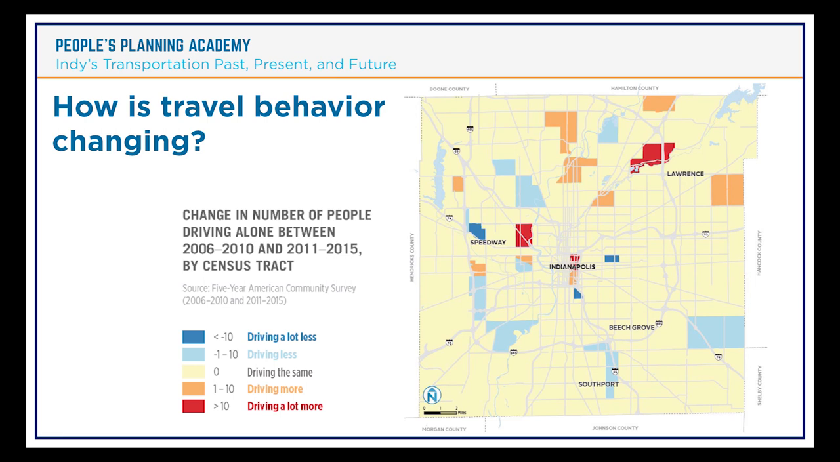And that's likely because we have a lot of reverse commuting starting to happen, where people want to live downtown, but they still work up in Hamilton County, up Meridian Street, something like that. So that's one observation.